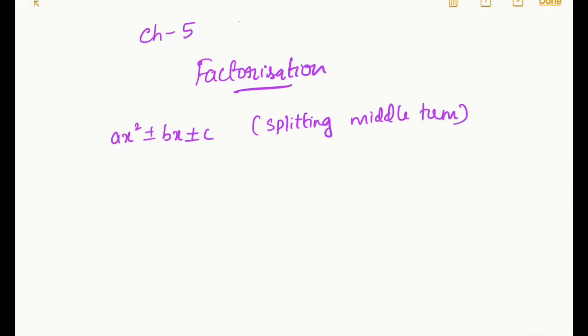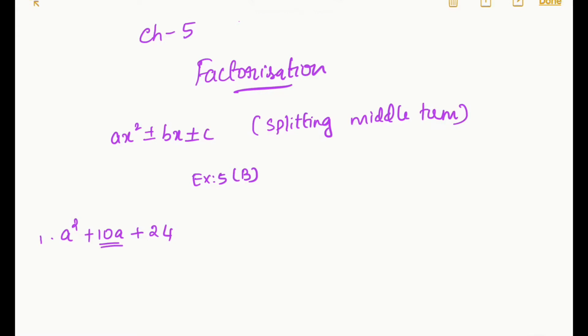We have done similar types of questions in our previous class. You have learned it in 8th standard. So let's directly move to the exercise now. Exercise 5b. First question: factorize a square plus 10a plus 24. That's the first question. So how do we solve it?